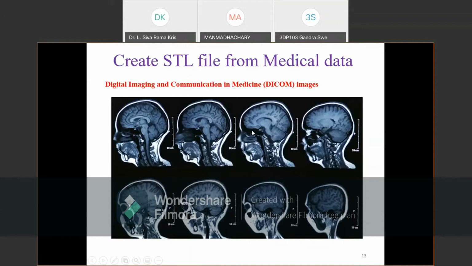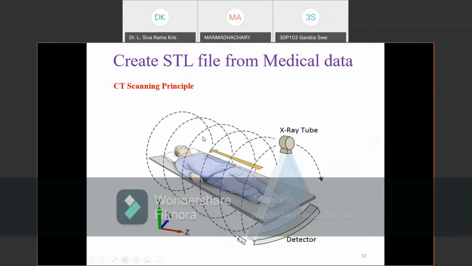But as an engineer, suppose you have to do an implant or some design, we have to take all the images. Suppose this body is there, and we are scanning this skull. Minimum 150 images you have to collect, and those 150 images you have to reconstruct in your software. Then you can get the CAD model.